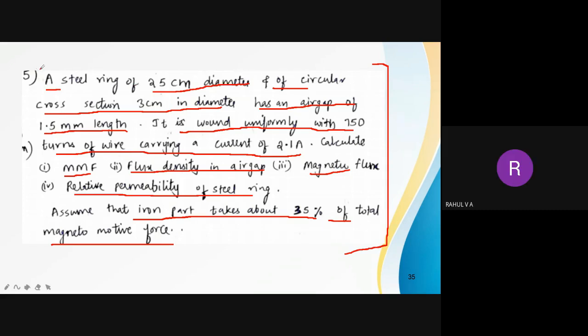Okay, I will read it again. Steel ring of diameter. So it is something different. They have not given us the value of mean length and area. They have given us a steel ring of diameter 25 centimeter and circular cross section 3 centimeter. So what they have given us is actually the diameter of this steel ring.